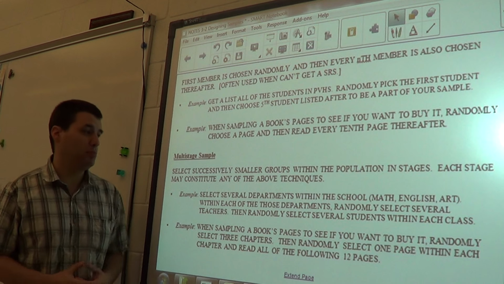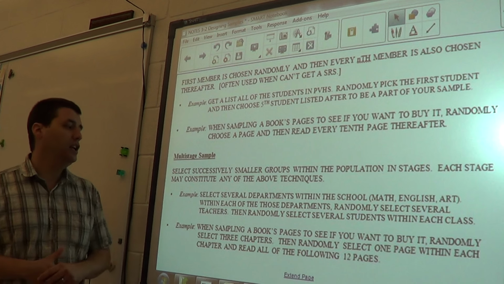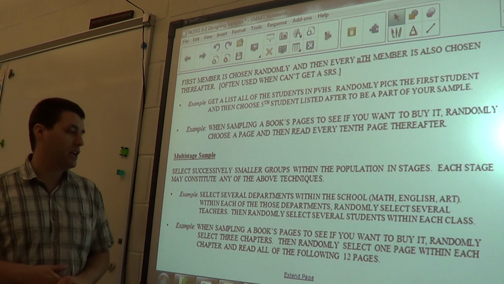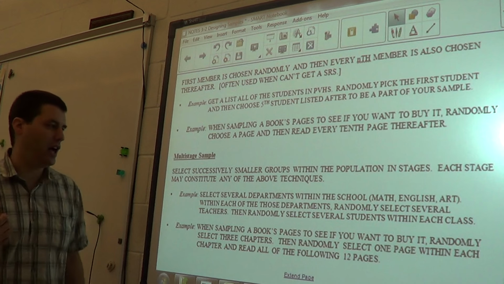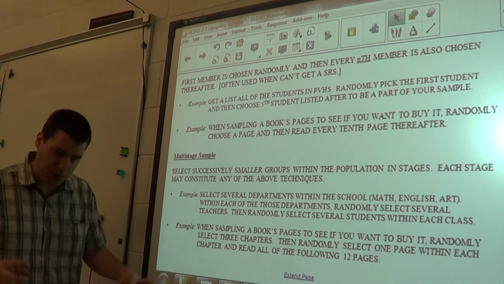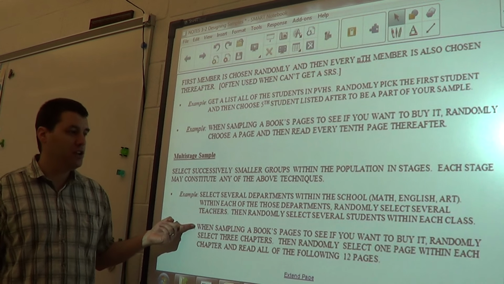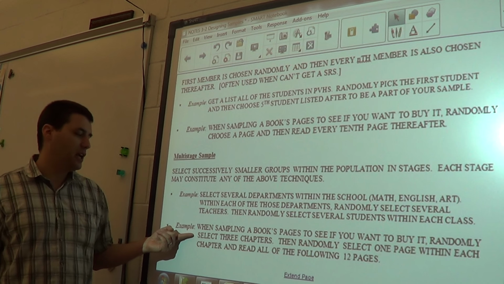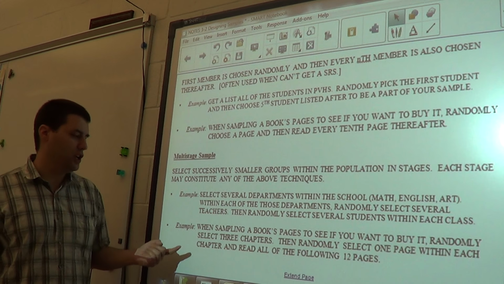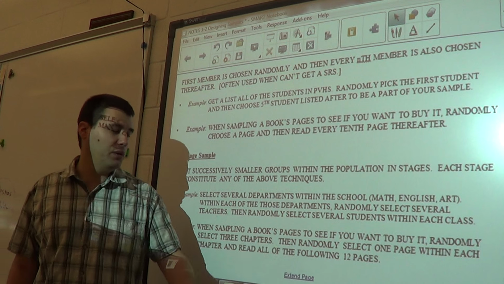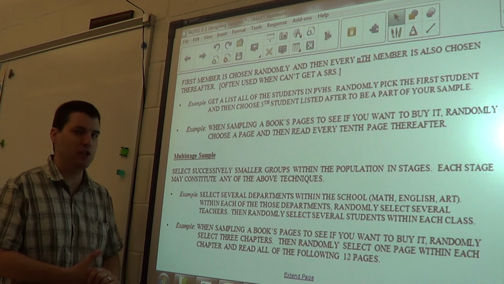So my example I bring: select several departments within the school, say math, English, art. Then within each of these departments, we randomly select several teachers. Then we randomly select several students within each class. You can see we just keep breaking it up into smaller parts. For my book example, when you're sampling a book's pages to see if you want to buy it, randomly select 3 chapters. Then randomly select 1 page within each chapter, but then read all of the following 12 pages from that page. Right? So it's multiple stages, really, multiple methods put together.